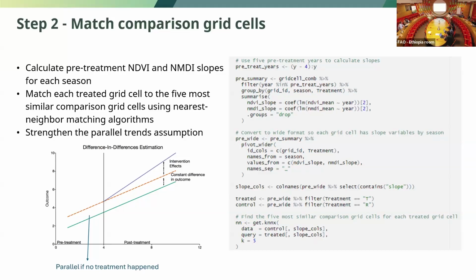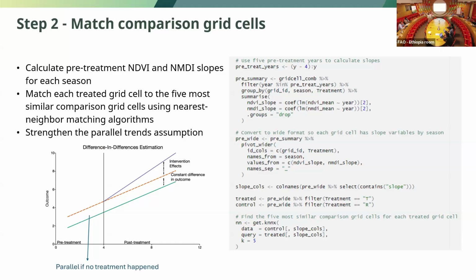That's it. So at the end of the matching, you should expect to see 1,105 selected comparison cells at the end when it's finished, right? Great.